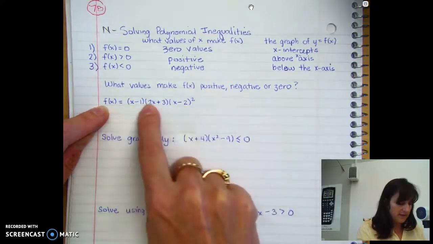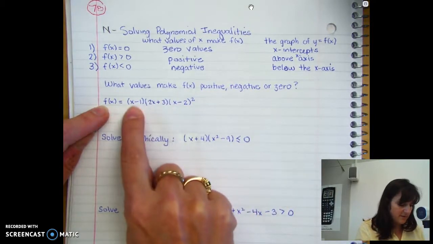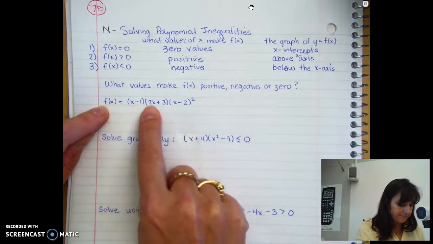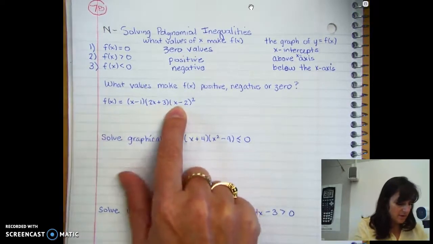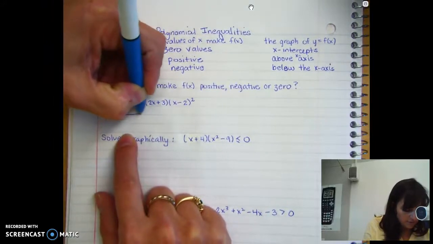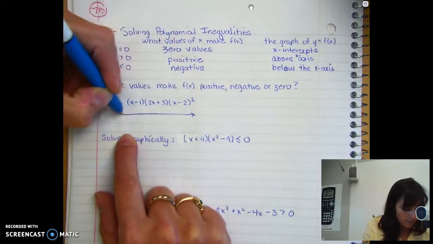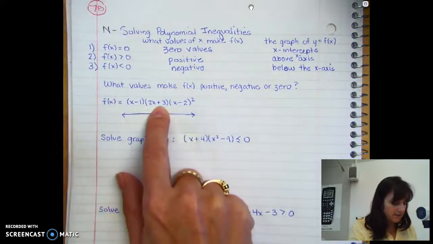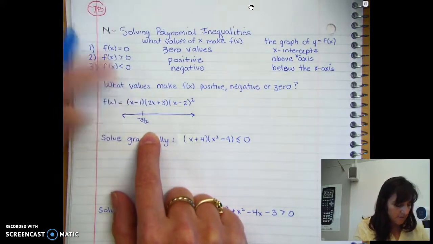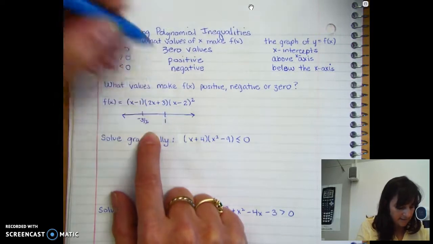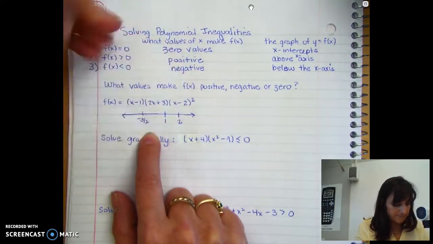So let's take a look at these numbers here. And I can see that this is going to be equal to 0 at 1, at negative 3/2, and at 2. So I'm going to arrange those numbers on a number line in order from smallest to largest. So I'll put negative 3/2 on my number line. I'll put 1 on my number line. And I'll put 2 on my number line.